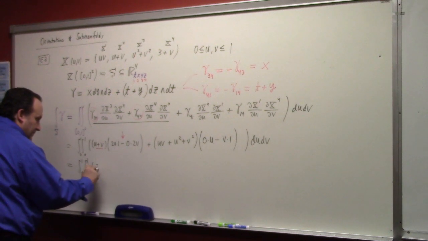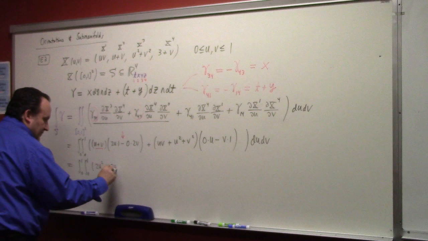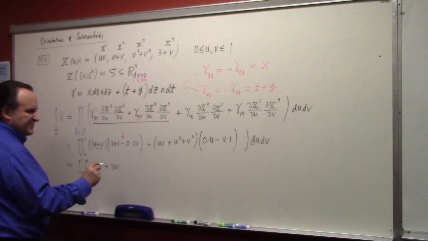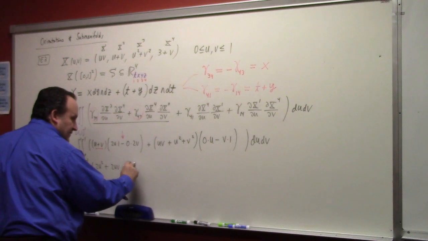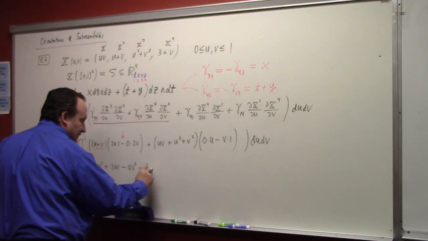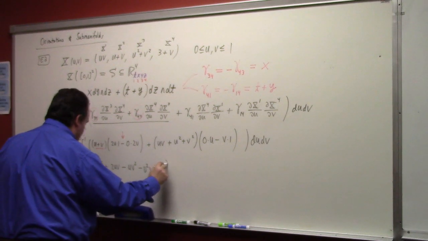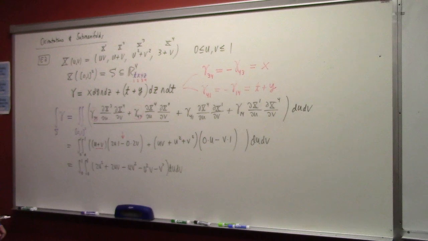So it looks like what we're up against here is the integral from 0 to 1, integral from 0 to 1 of, well, 2u squared plus 2uv minus uv squared minus u squared v minus v cubed du dv, which of course you can finish, right?